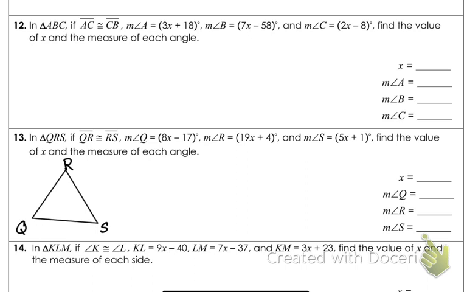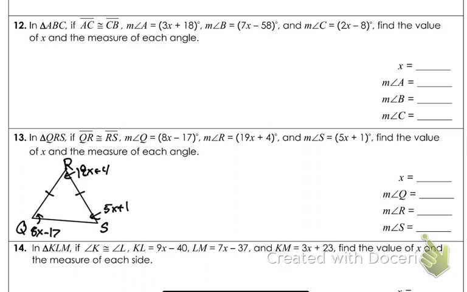Okay. So this one says QR is congruent to RS. And then they start listing some angles. They tell us that Q is 8x minus 17. They give me R is 19x plus 4. And they also give me angle S. Angle S is going to be 5x plus 1. And so those are definitely all angles, right? So if I wanted to, I could go this plus this equals 180 because they are all angles. That's what we've done in the previous lesson.